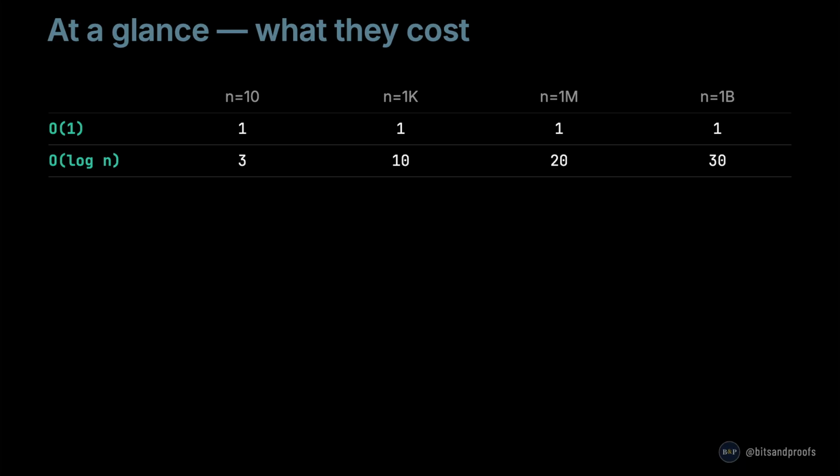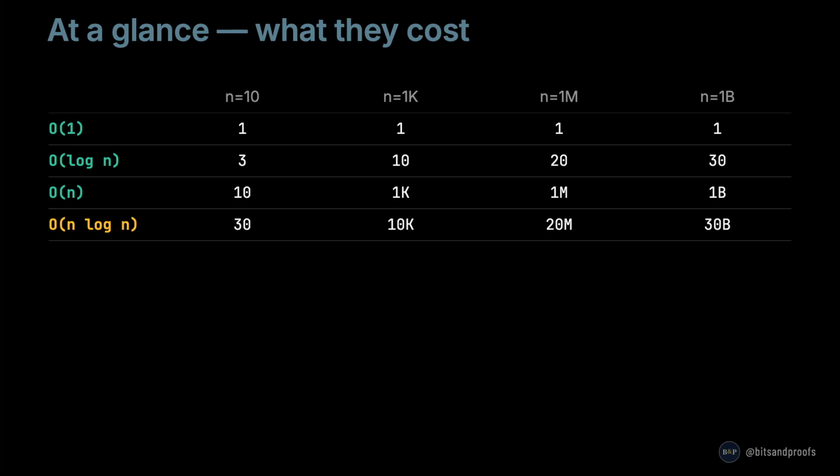O of log n. At n equal 10, 3 operations. At 1000, 10. At 1 million, 20. At 1 billion, 30. Barely grows. This is why binary search and hash lookups feel instant even on massive data. O of n grows with the input. 10, then 1000, then 1 million, then 1 billion. Each row is 1,000 times the previous.